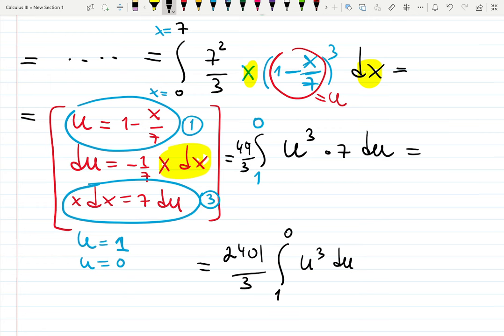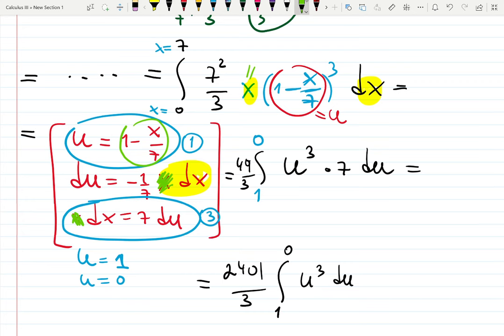Correct? Oh, not correct. I can see the mistake I made. Yeah, if you notice, good job. So the derivative of 1 minus x over 7 should not have any x. I was too happy that it matched really well. Minus 1 over 7 dx. So this x should be changed using equation number 1, u. So dx is just 7 du. That's correct. That was correct. But x has to be changed.